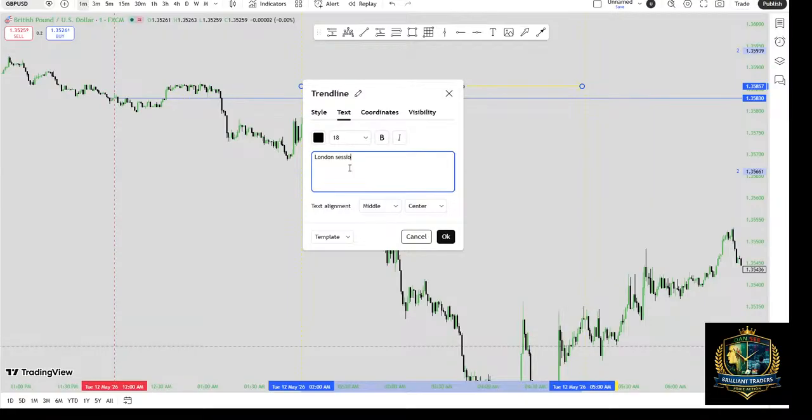That's what it means. Then New York session is from 9 o'clock AM till 11 o'clock. That is New York session. PM session starts from 1:30 till 4 o'clock. On this London session, you can see how the market moves.